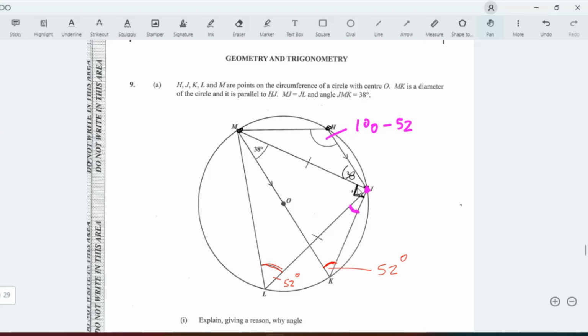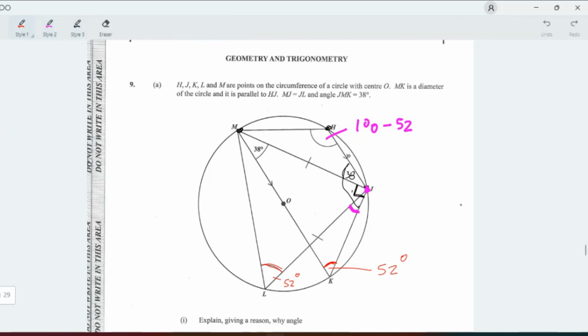Let's see if it will benefit us. We're saying all of this right here, all of that. Okay, yes, it can benefit us. All of that is 128. And if this is 38, for it to add back to 180, then this piece would be, let me see, I think it's 14 degrees.